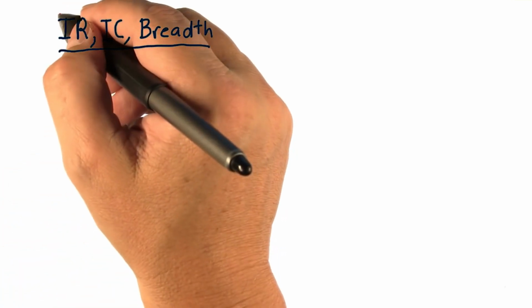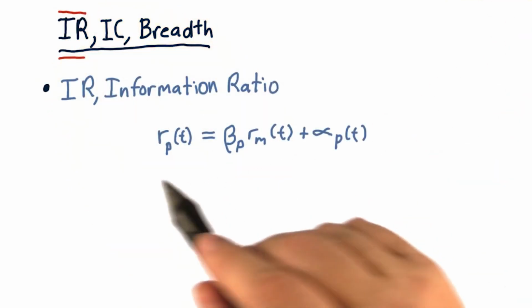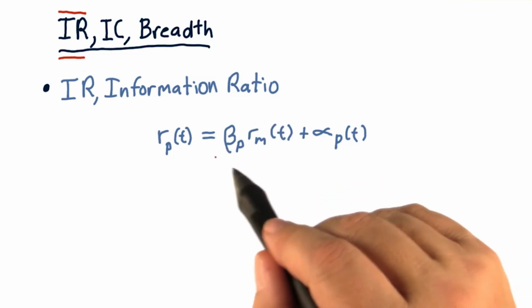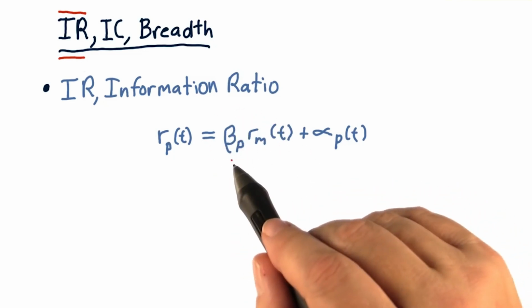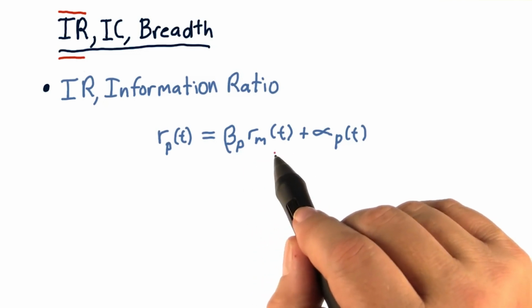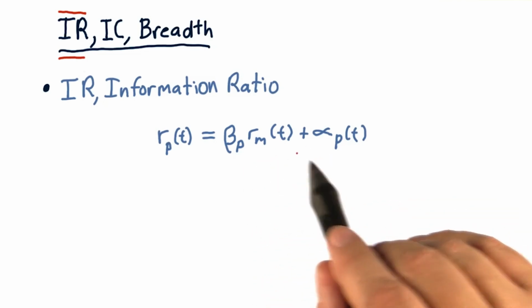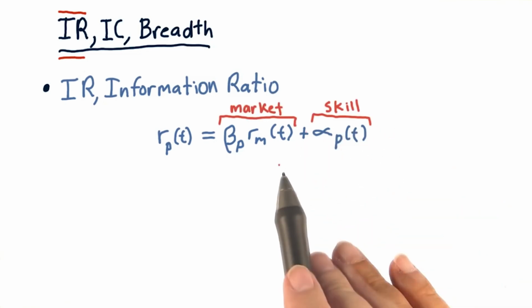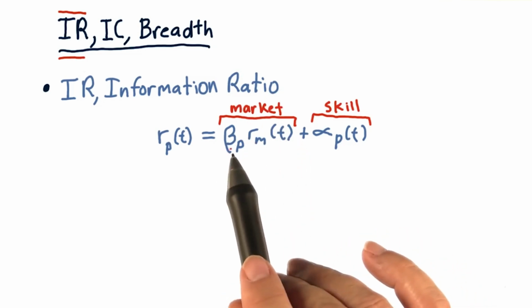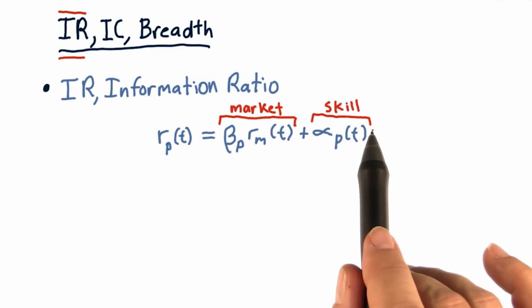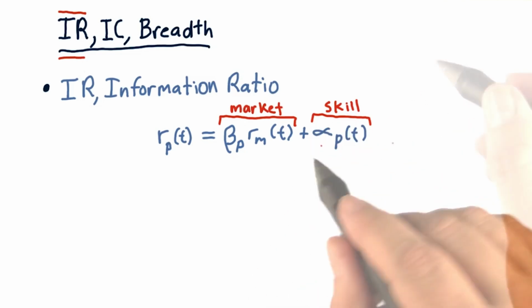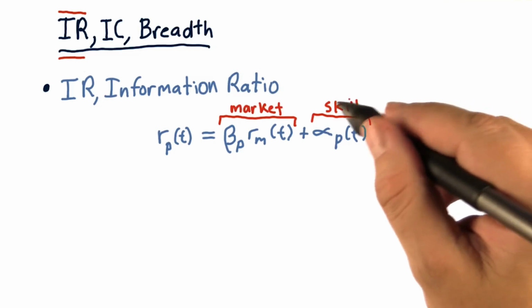Let's start with information ratio. So recall, the return on our portfolio for a particular day is equal to the market component of the return, which is beta for that portfolio, times the return on the market for that day, plus this residual return. Another way to look at that is to say that this component of the return is due to the market, and this component is due to the skill of the fund manager. Remember, alpha is about skill.